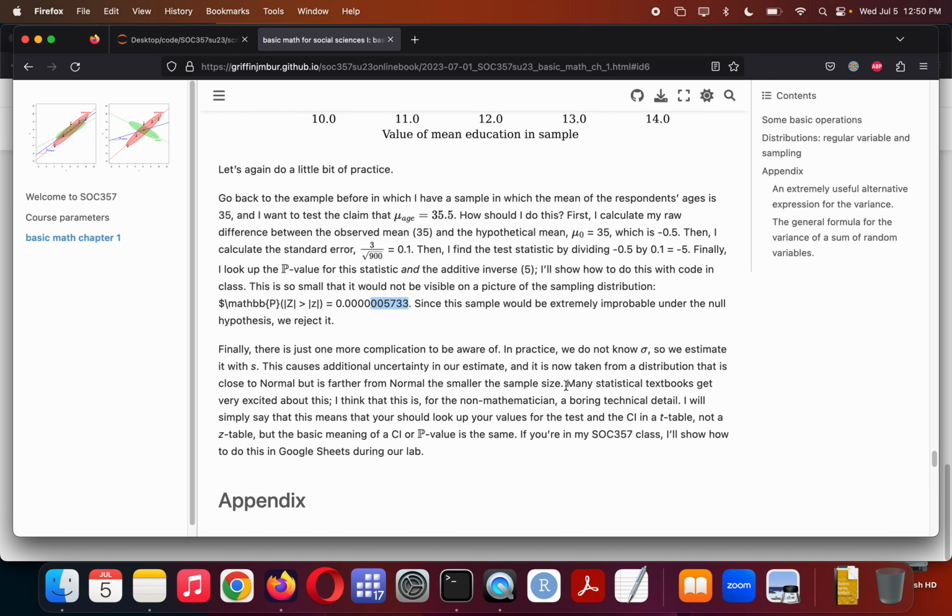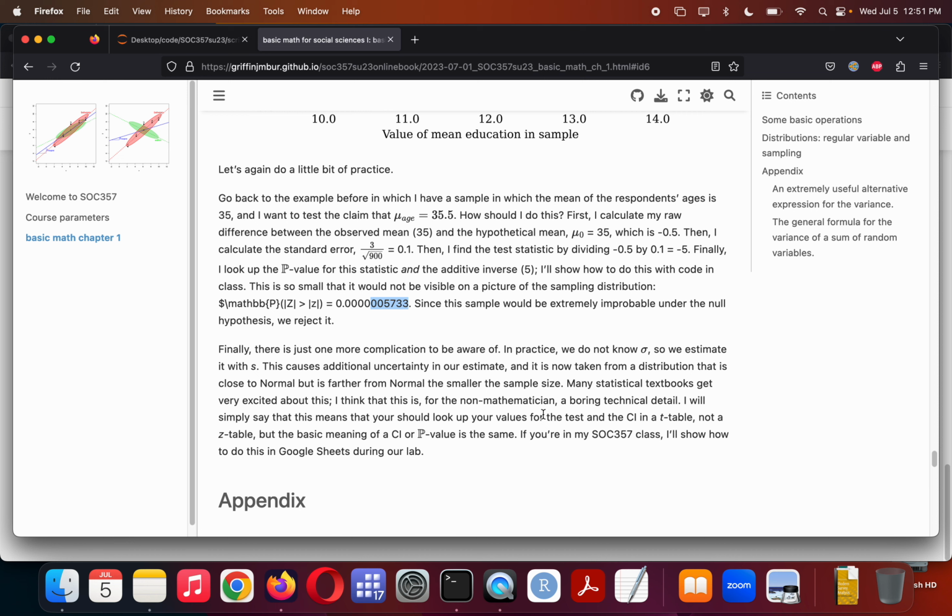Many statistical textbooks get really excited about this. You can tell that I'm a bit of a geek and I find this stuff really interesting, but I happen to find this particular part of sample statistics really not that fascinating. A lot of people do, for reasons that I'm not totally clear on. And one thing to note is that for any large sample size, this effectively makes no difference whatsoever. So for the non-mathematician, pardon me, sorry, it's been a long lecture, I think this is kind of a boring technical detail.